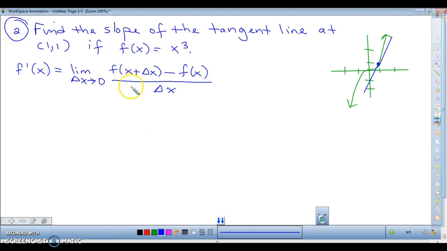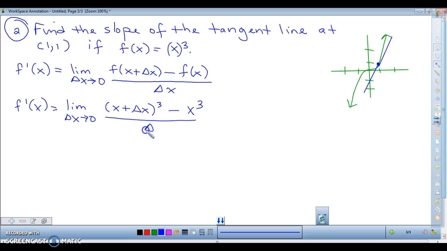All right. So what we do to find our derivative is f of x plus delta x. In this function right here, wherever we see an x, we're going to replace it with x plus delta x. So that's going to become (x plus delta x) to the third power minus f of x itself, which is x cubed, all over delta x.